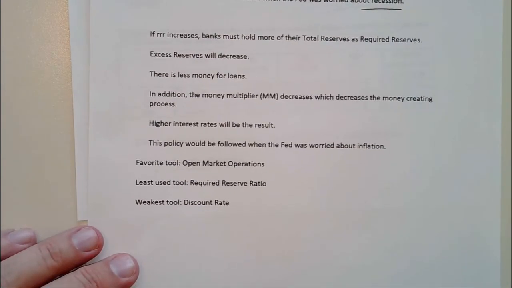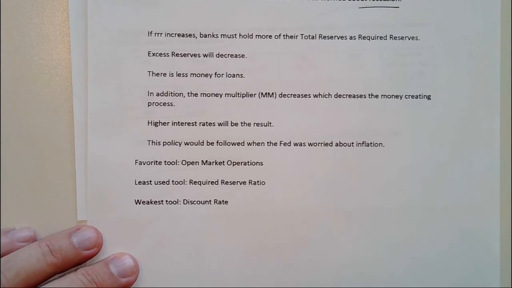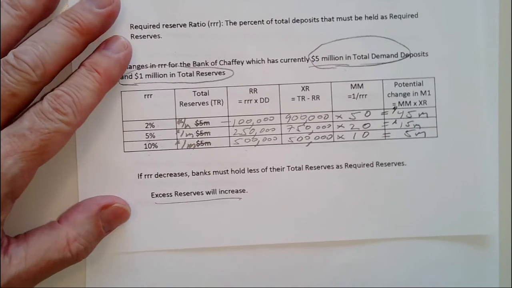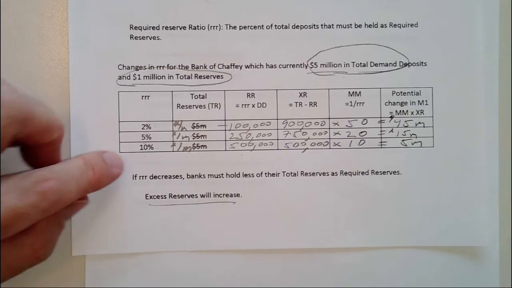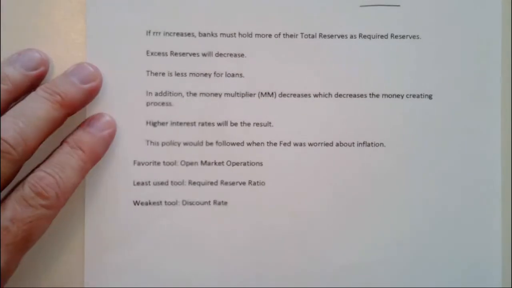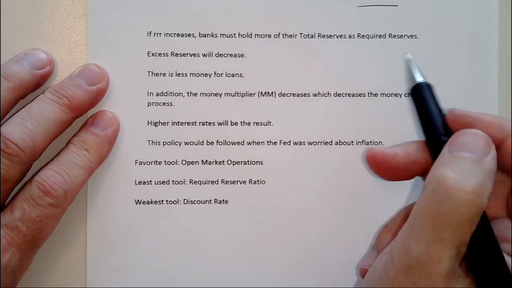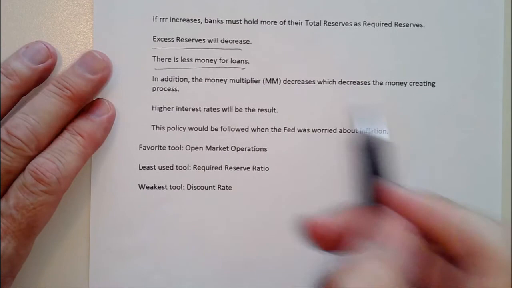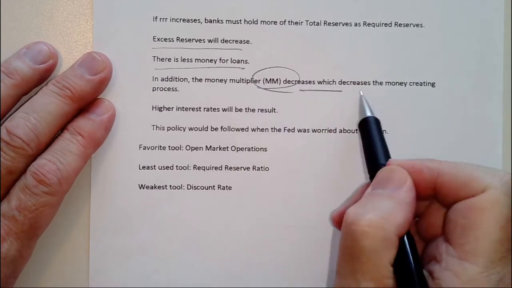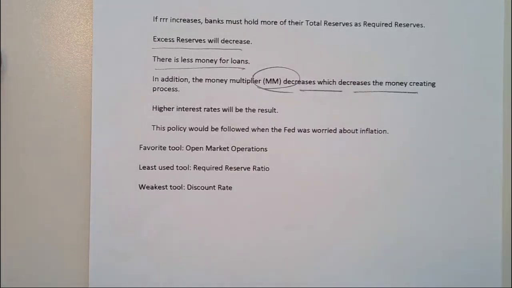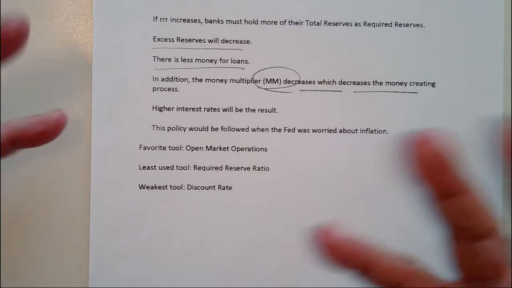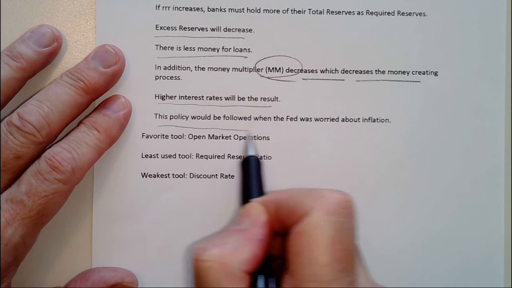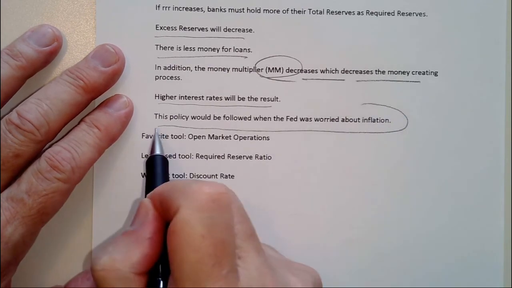If the rate increases, just the opposite, as my example just showed you. So if they raise the rate, that would increase required reserves, therefore excess reserves will go down, less money for loans. In addition, it also drives the money multiplier down as well, which decreases the money creating potential, so it has a double impact. It's twice as powerful. High rates of interest will result, and this is designed again to fight inflation.